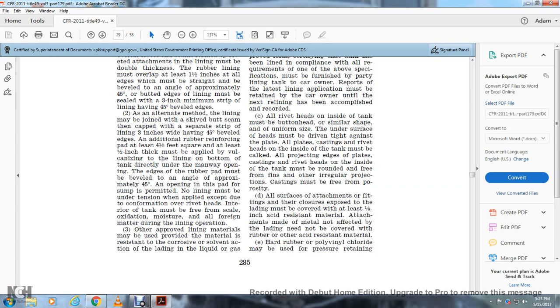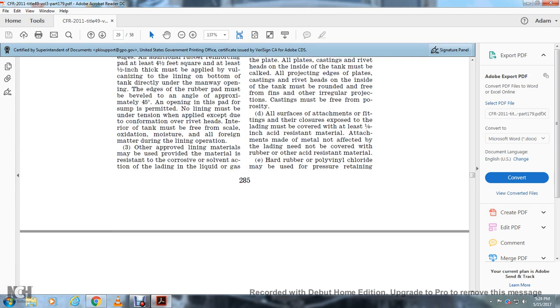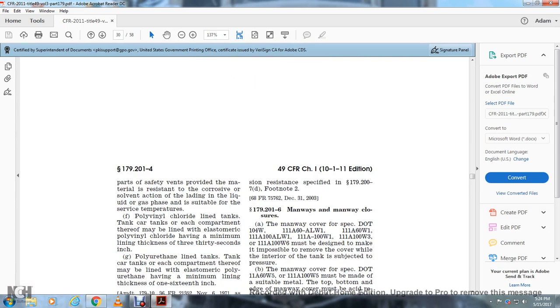All surfaces of attachments and fittings and their closures exposed to the lading must be covered with at least 1/8 of an inch of acid-resistant material. Attachments must be made of metal not affected by the lading, which need not be covered with rubber or other acid-resistant materials. Hard rubber and polyvinyl chloride may be used for pressure-retaining parts and safety vents, provided the material is resistant to corrosion or solvent action of the lading in the liquid or gas phase, and is suitable for the surface temperature.